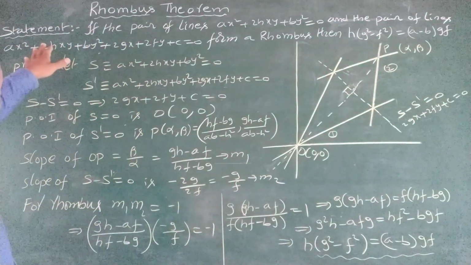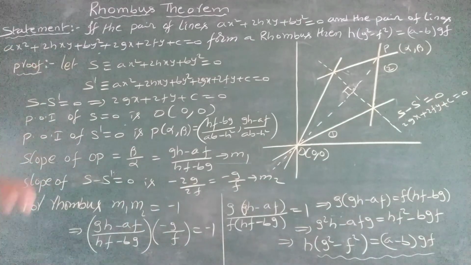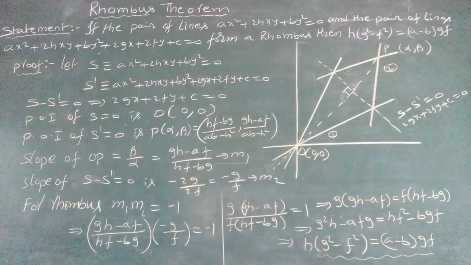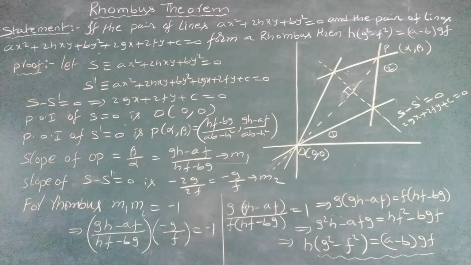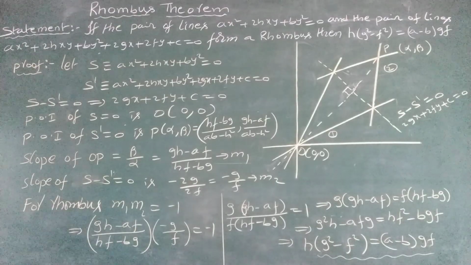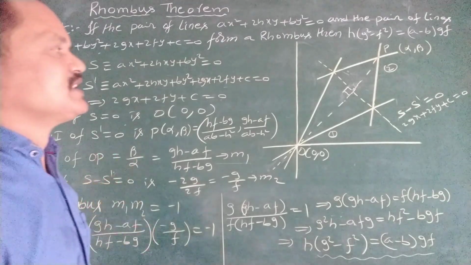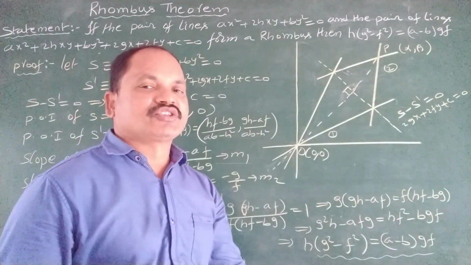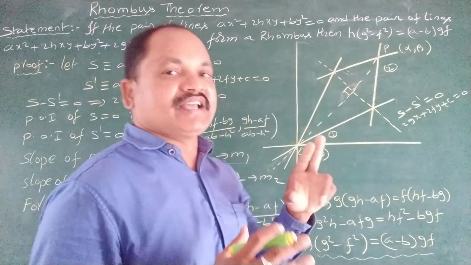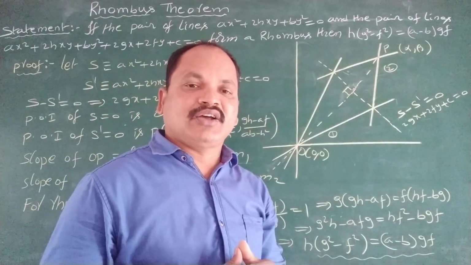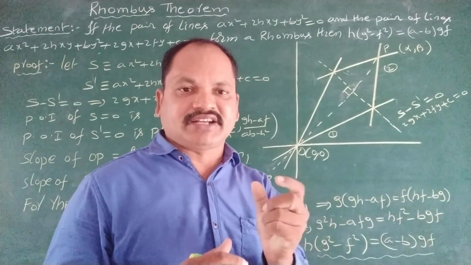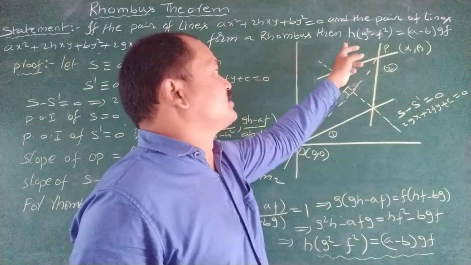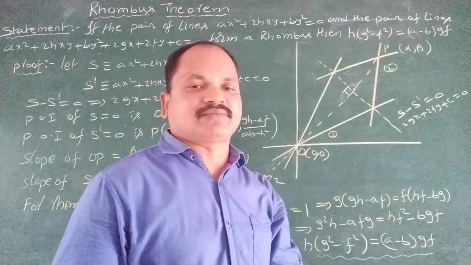First observe the statement of this theorem, that is, if the pair of lines ax square plus 2hxy plus by square is equal to 0 and the pair of lines ax square plus 2hxy plus by square plus 2gx plus 2fy plus c is equal to 0 form a rhombus, then the condition is h into g square minus f square is equal to a minus b into gf. So you can remember this condition according to the pair of angular bisectors. You know that according to the pair of angular bisectors condition, h into x square minus y square is equal to a minus b into xy. Like that, here h into g square minus f square is equal to a minus b into gf.